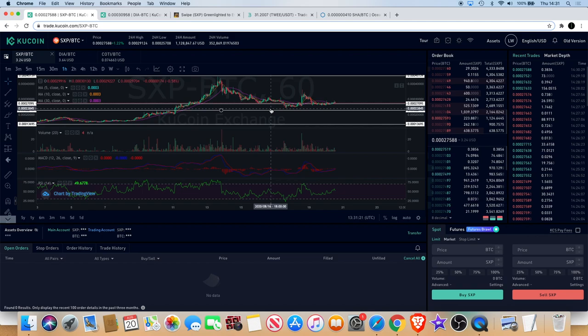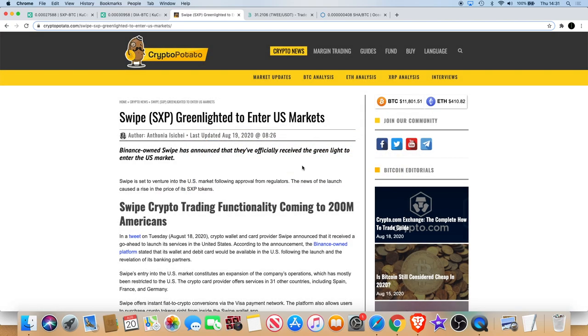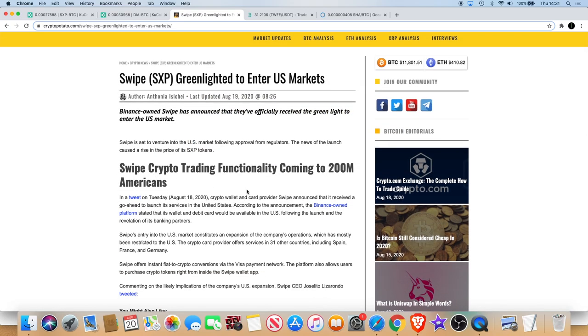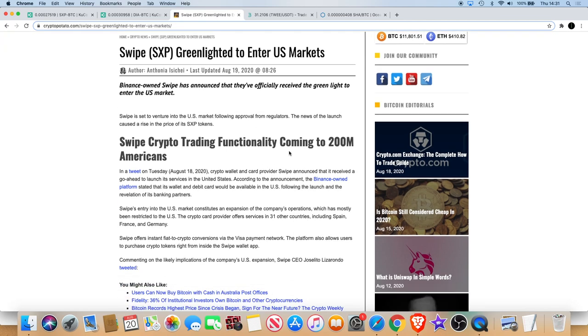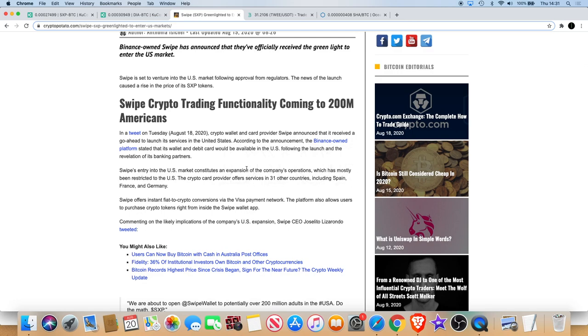Swipe is set to launch. But the other thing is that Swipe has also been green-lighted to enter the US market. And they've got their trading functionality potentially coming to 200 million Americans, guys. This is great news. Let's just have a quick read of this. So, Swipe is set to venture into the US market following approval from regulators. The news of the launch caused a rise in the price of its SXP tokens. So obviously, it's regulated. It's got approval from regulators. This is what you call mainstream adoption. So Swipe is breaking into a mainstream market, guys.